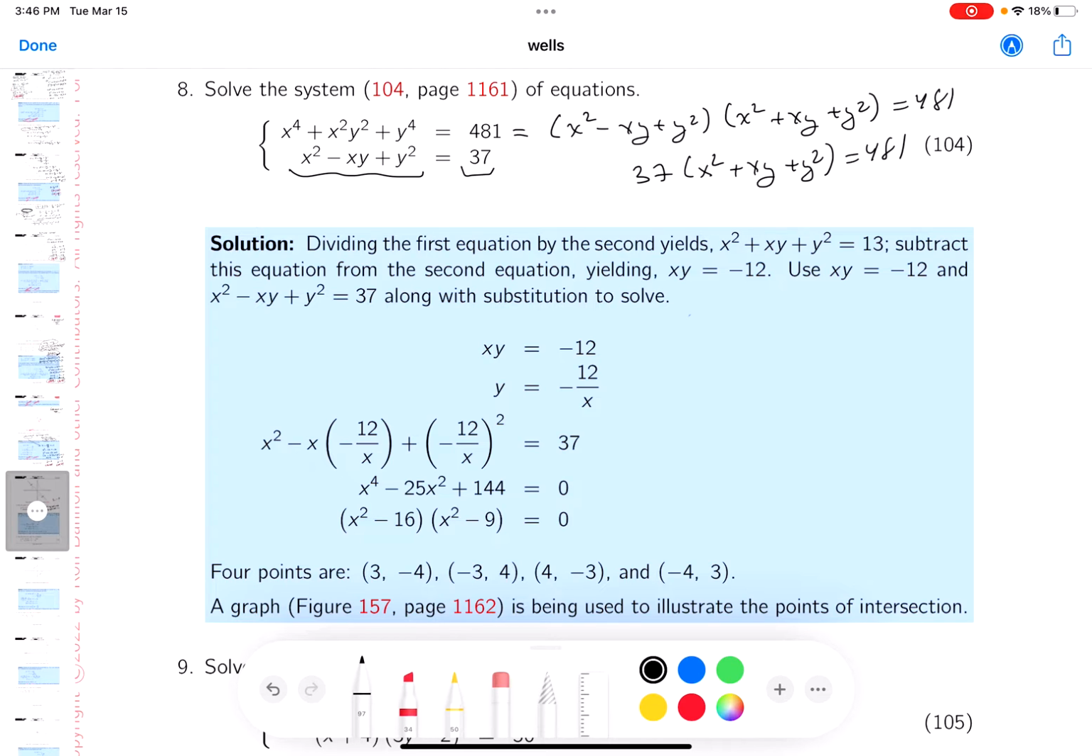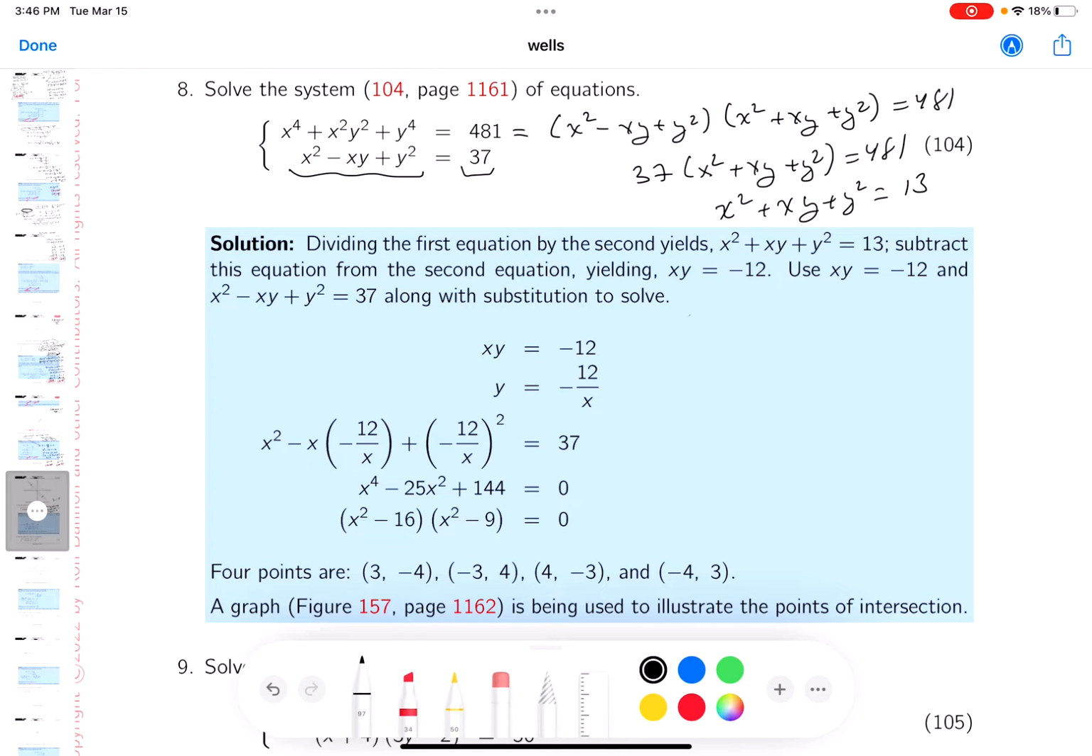I divide both sides by 37. All right? I'll cut to the chase, and I did verify this before. That 37 goes into 481 13 times. All right?